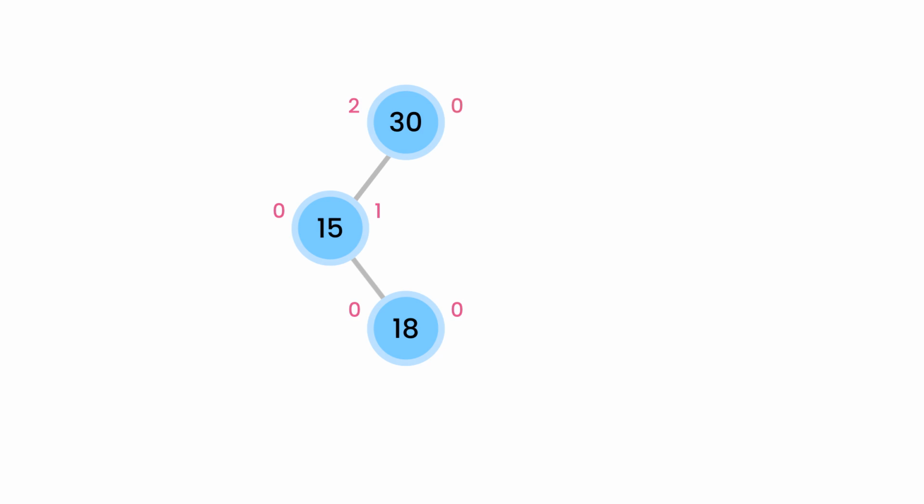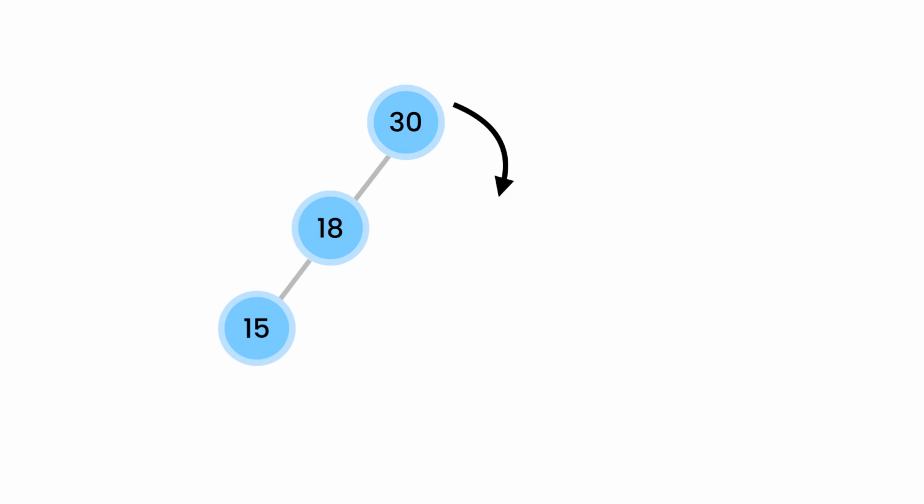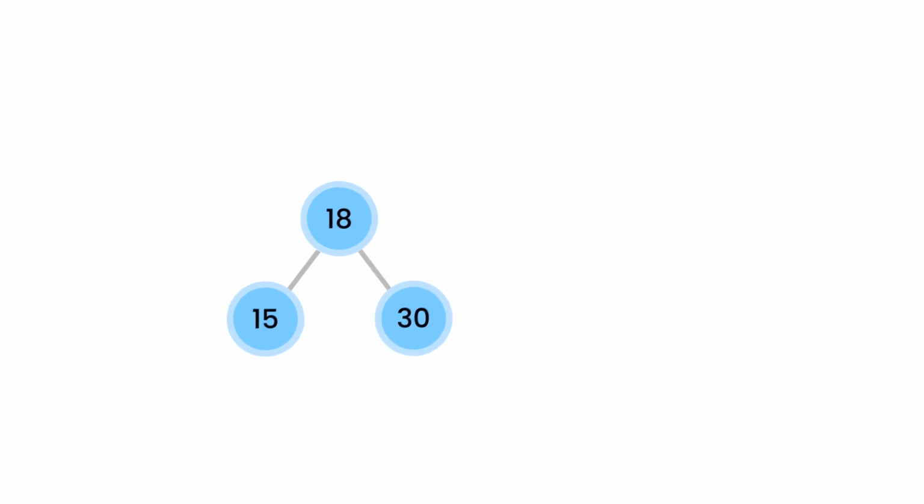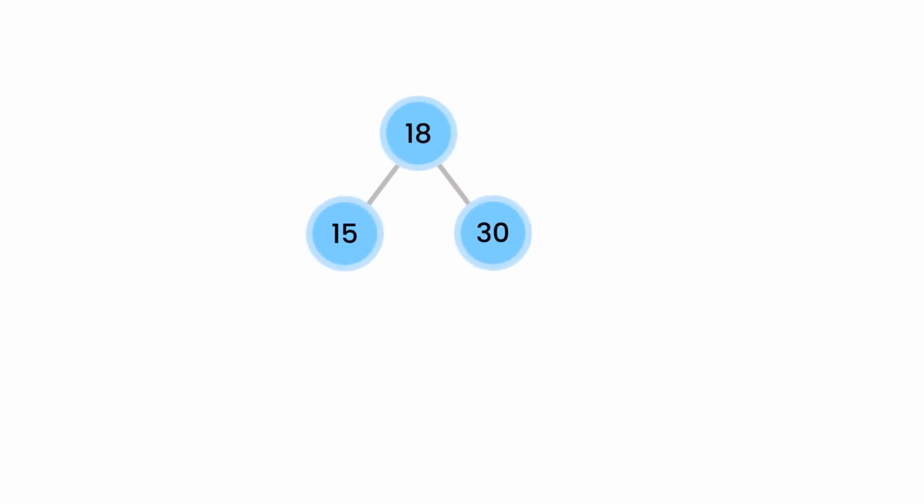The imbalance is in the left child, right subtree. So here we need to do a left-right rotation. We should rotate 15 to the left, so we put a weight on top of it, it drops, and 18 goes up. Now we have a left skewed tree, so we should rotate 30 to the right. This is going to bring 30 down and move 18 up. Now our tree is perfectly balanced.